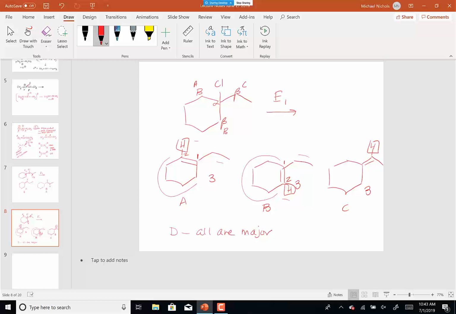And if you don't like that, think about taking B and rotating it 180 degrees. If you rotate it 180 degrees, the double bond would move up to the top and the ethyl group would stay where it's at. So A and B then are the same product. So part of the reason why all three are the major product is because A and B are the same, and then that product has the same number of alkyl groups as C.